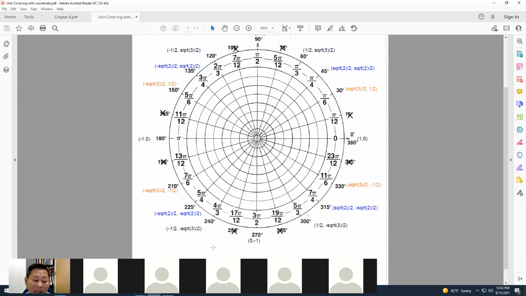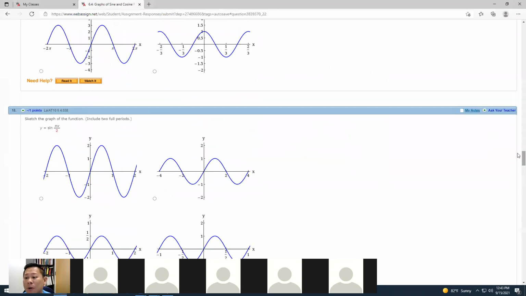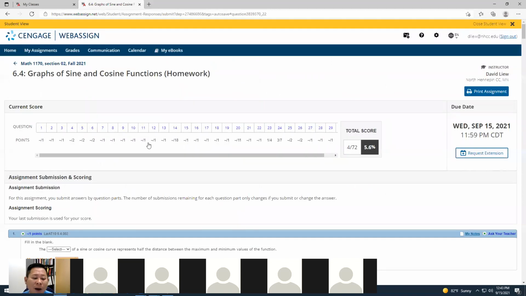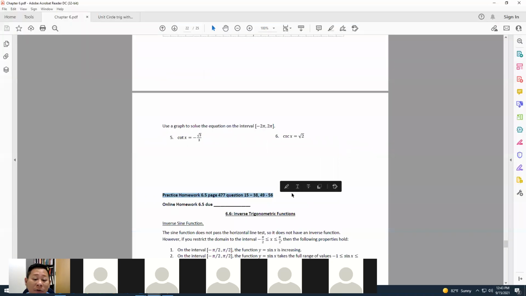The other way you can practice this is by looking at your ebook. Some of you asked me about this. If you did your homework and you need more practice, this is the one I really want you to practice. It's coming from your book or your ebook. If you have a book, look at page 477. Some of those questions are exactly like this. I think 49 to 56 is something like this one, so I would recommend you practice on it.